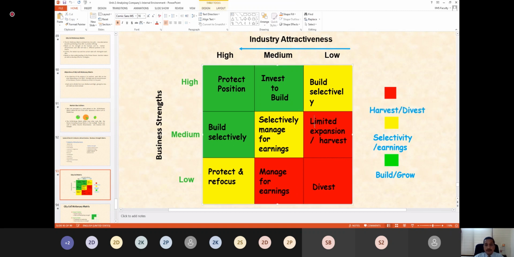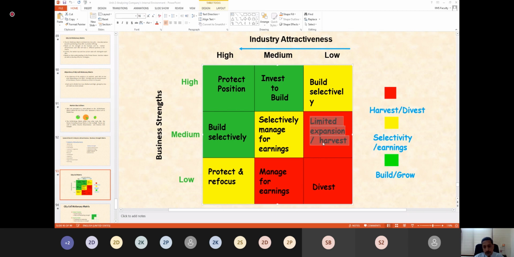So here, if we discuss the cells in the red zone one by one, first we take this cell wherein we have written limited expansion or harvest.